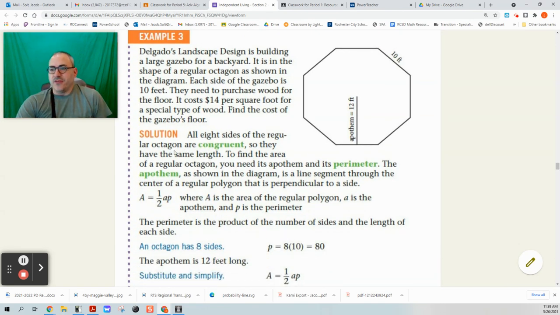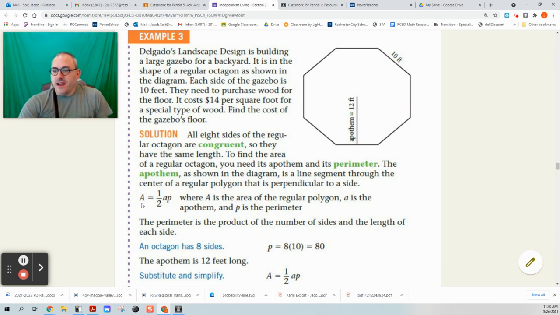All 8 sides of the regular octagon are congruent, so they have the same length. Congruent means they all have the same length. It's one of our vocab terms for this lesson. To find the area of a regular octagon, you need its apothem and its perimeter. The apothem is shown in the diagram. This is the apothem, a line segment that goes through the center of the regular polygon and is perpendicular to a side. So an apothem starts in the center of a regular polygon and goes perpendicular to one of the sides.